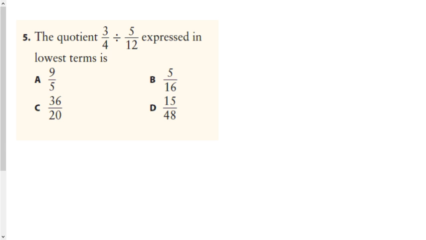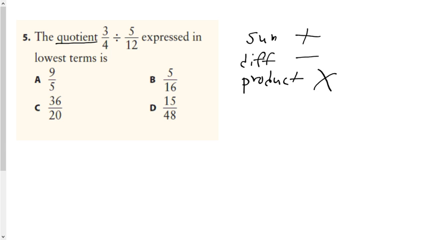Question 5 says the quotient, and some people got hung up on what that word quotient means. Well, to date, you've learned the sum is the answer to an addition. Difference is the answer to subtraction. Product is the answer to multiplication, and quotient is the answer to division. So it's the answer to a division. The quotient for 3/4 divided by 5/12 expressed in lowest terms.